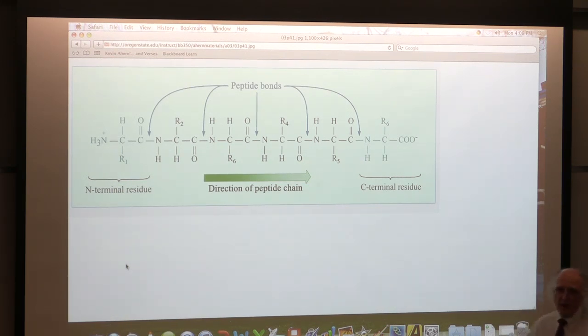What's the charge of a carboxyl if the proton is on? It's 0. Don't get hung up on that, right? When you put a proton on a carboxyl, it's a charge of 0. Okay, so we still have an overall charge of +1.